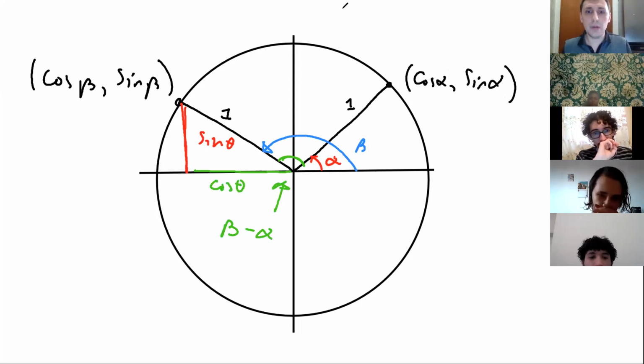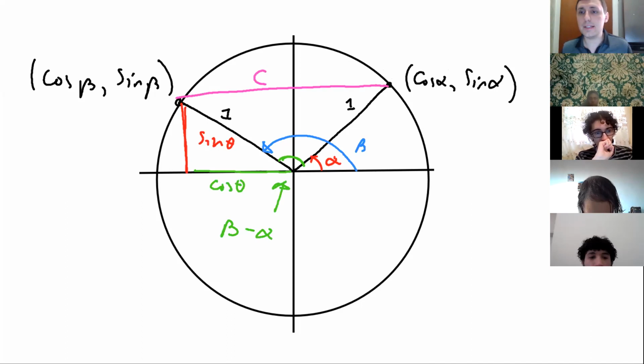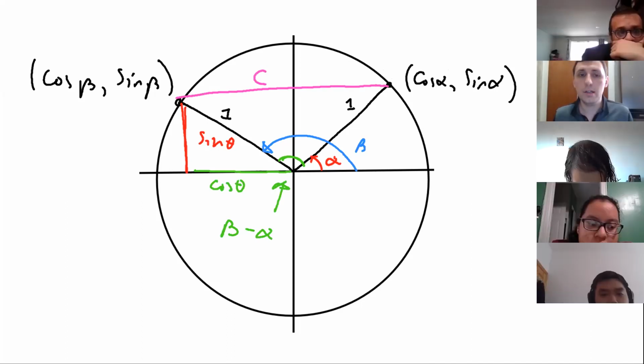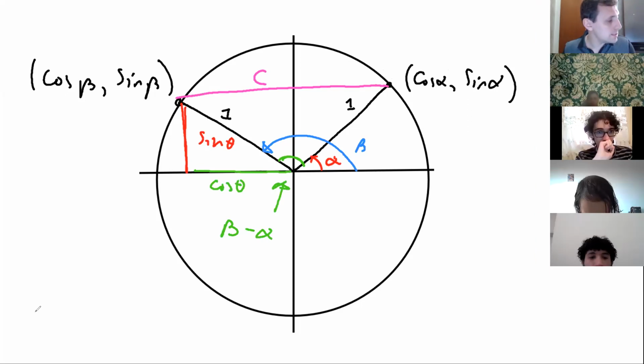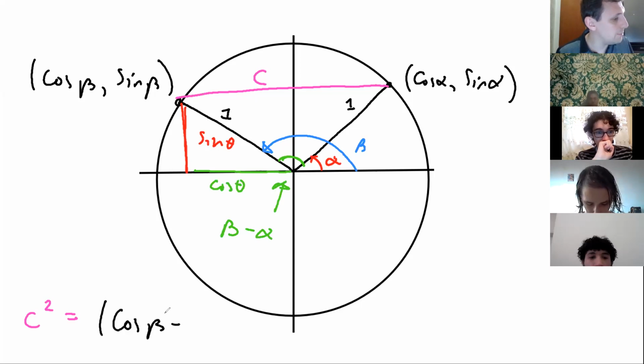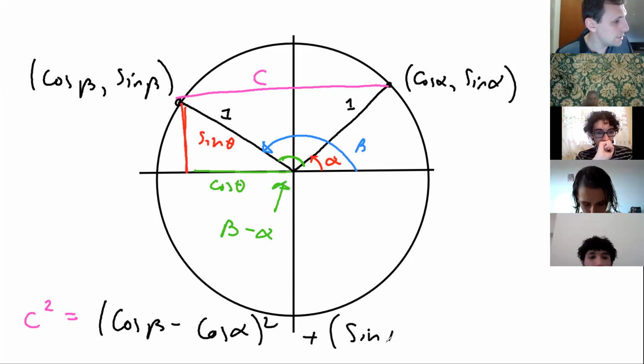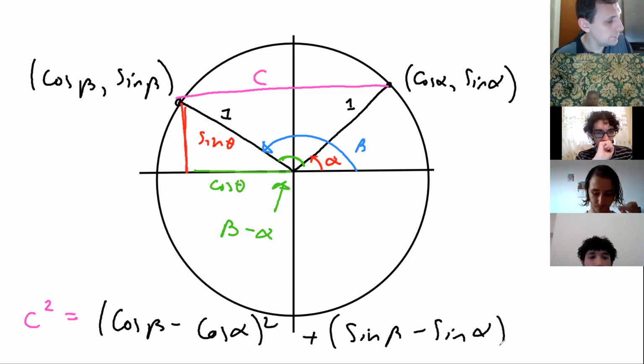And so now I will measure, I'll draw it, I think, in this color. This is my C, right? Now we have the distance formula. Do you all remember the distance formula, guys? What's the length of C? I know that C squared is equal to cosine beta minus cosine alpha squared plus sine beta minus sine alpha squared. Do you all understand how I got such a formula?